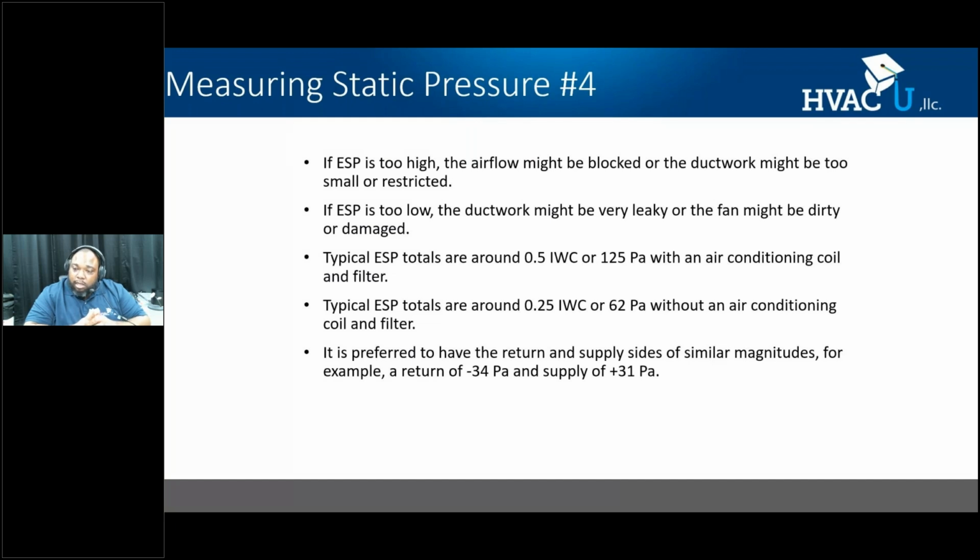Typical external static pressure totals are around 0.5 inches of water column or 125 pascals with an air conditioning coil or filter, and around 0.25 inches of water column or 62 pascals without an air conditioning coil or filter. It is preferred to have the supply and return sides of similar magnitude, for example, a return of 34 pascals and a supply of 31. Basically this last bullet point is asking whether the duct system was installed correctly and sized appropriately. If it was, the supply and return sides should be similar in size.